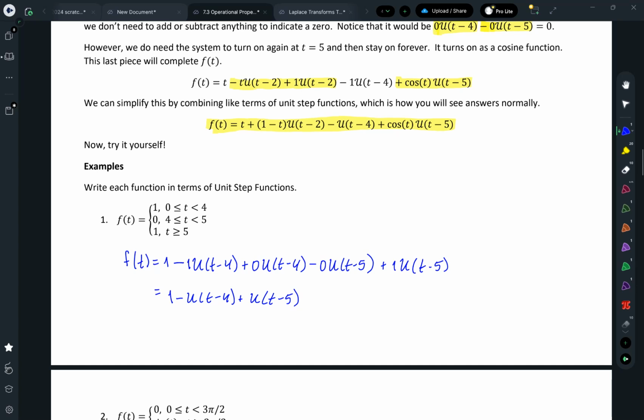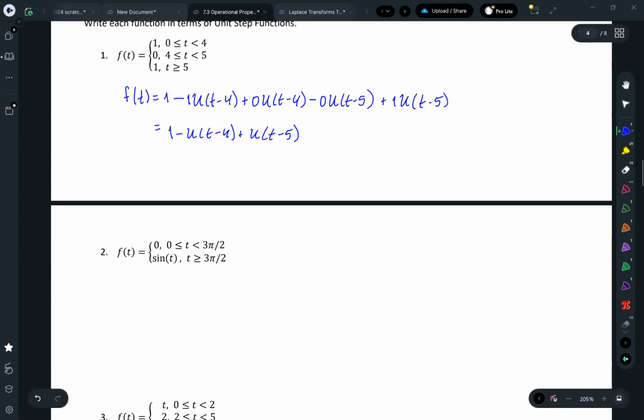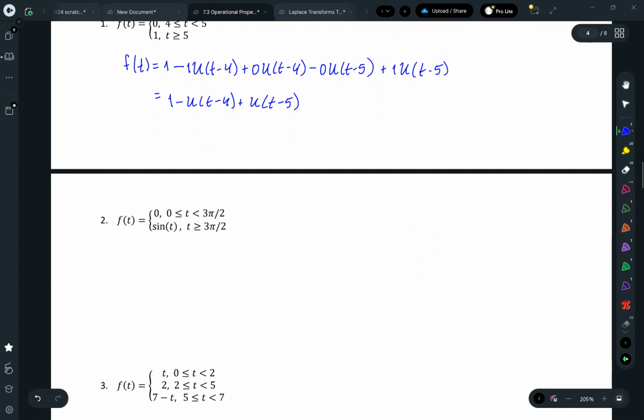Okay? All right, the second one, we are given f of t is equal to 0 to start with, while t goes from 0 to 3 pi over 2. And the second piece is sine of t, where t is greater than or equal to 3 pi over 2. Okay, so we start off with the first piece. F of t is equal to 0. I always just write it, even if I know I'm going to stop writing it when I rewrite. Okay, so my first piece is 0, and it's 0 until time equals 3 pi over 2.